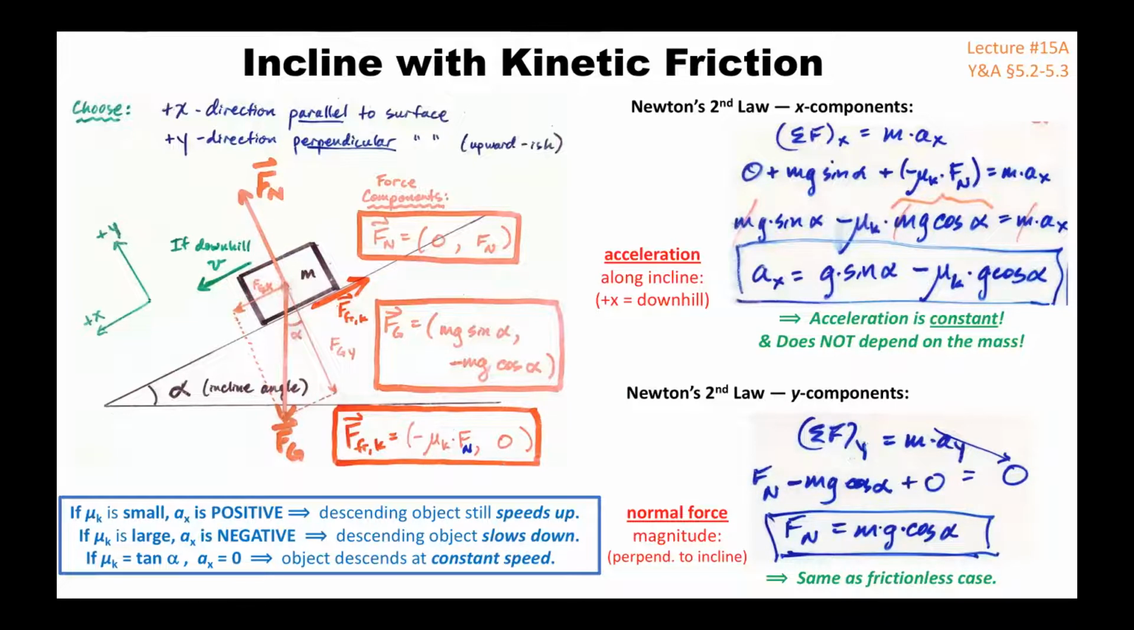Oh, I forgot to say that there's a limiting case in between the two things that I was just talking about, which would be when the amount of friction is just right, that this whole acceleration here goes to 0. And that would be true when the coefficient of friction is equal to tangent of alpha. And in that case, when acceleration is 0, then that means that the object is simply going to slide downhill at a constant speed.